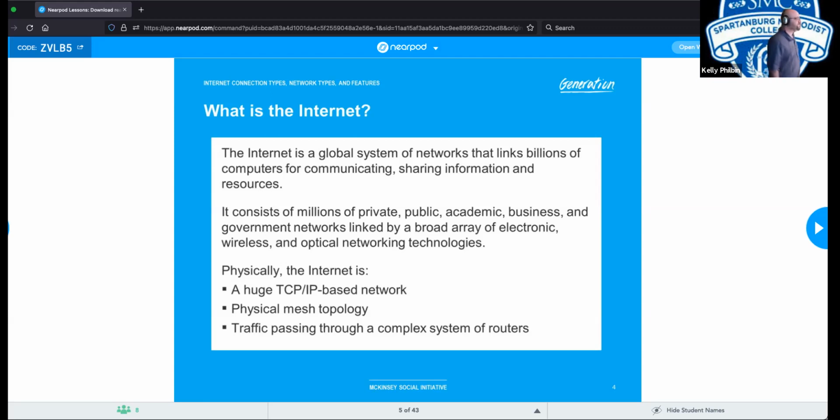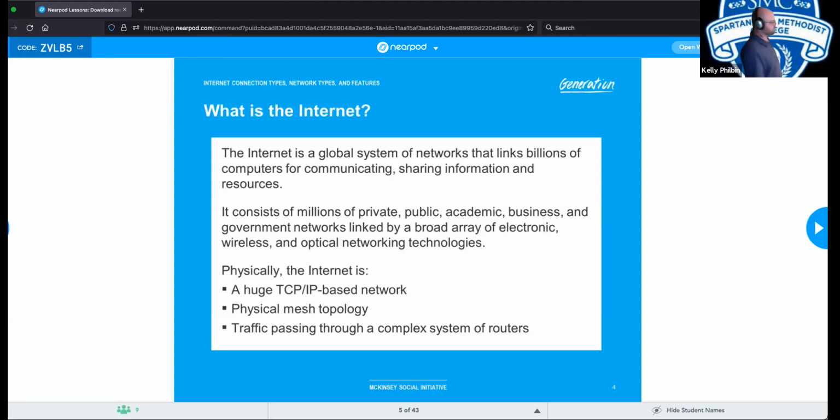It consists of millions of private, public, academic, business, government networks linked together with a broad array of electronic, wireless, and optical network technologies. Many mediums all coming together, working together to form the interwebs essentially across the world.